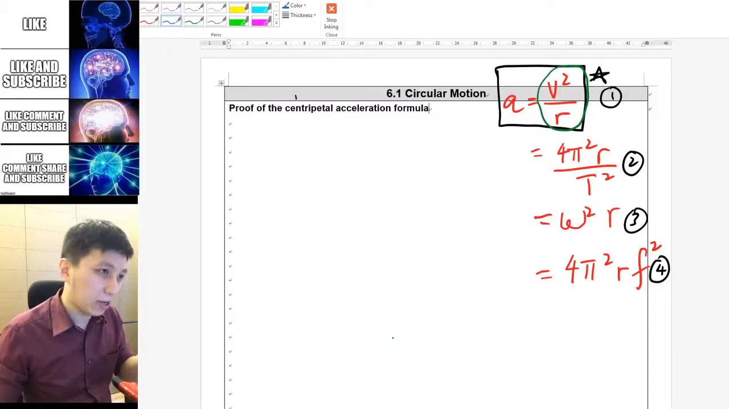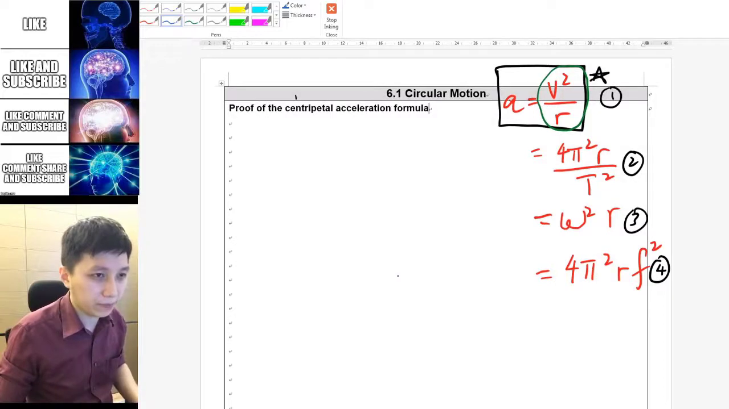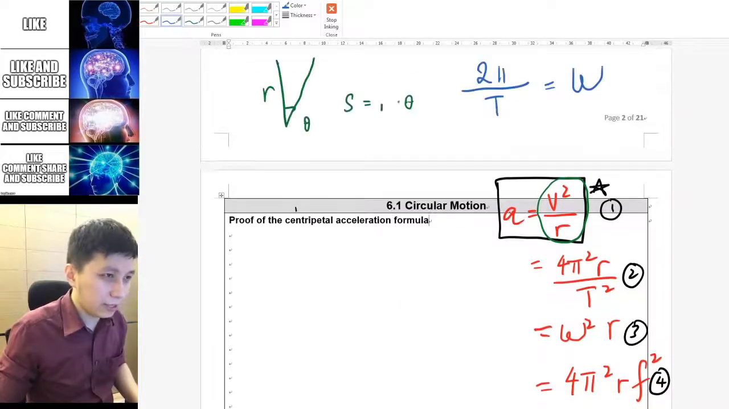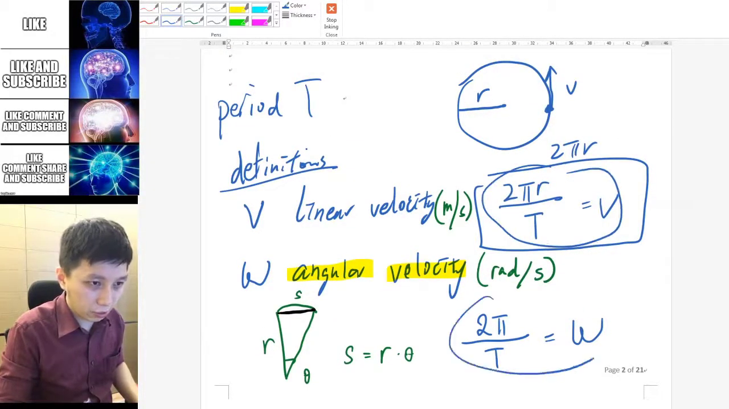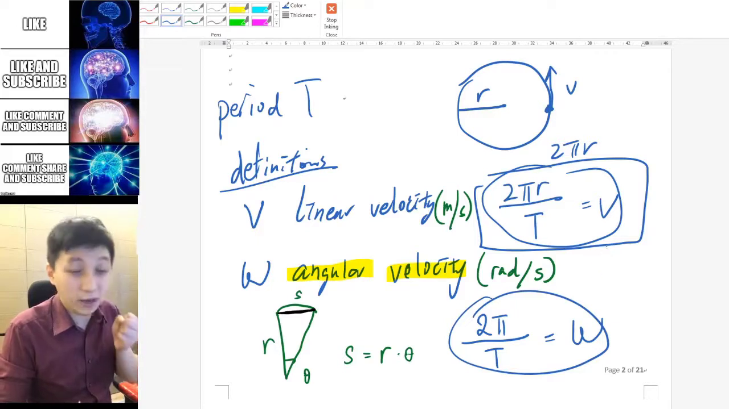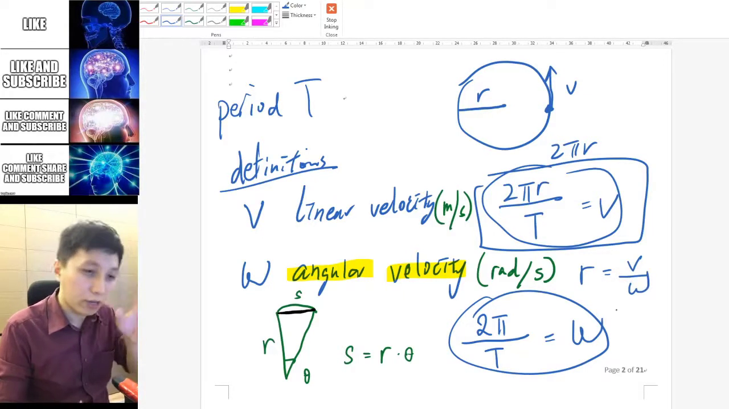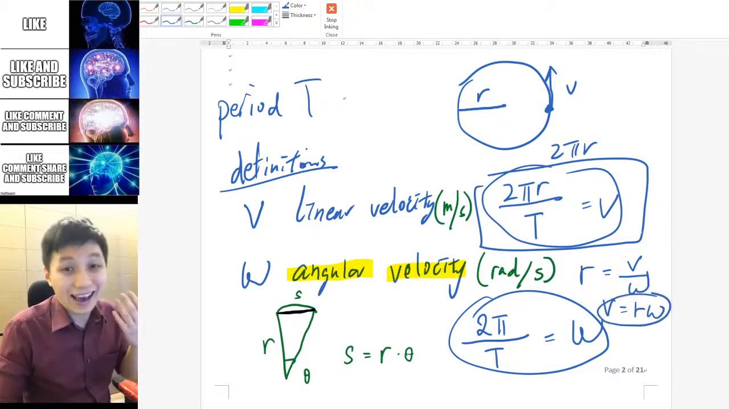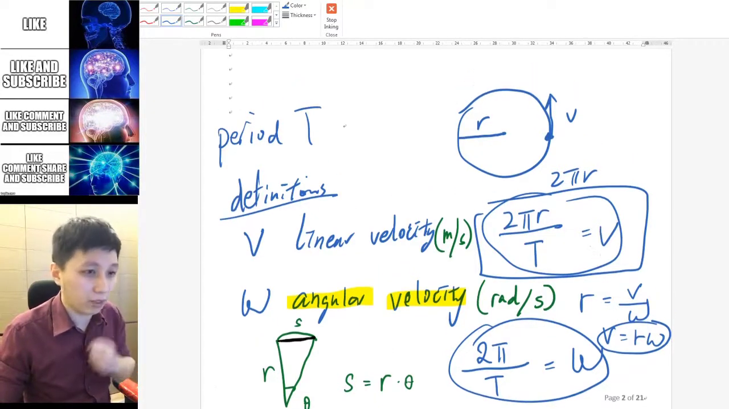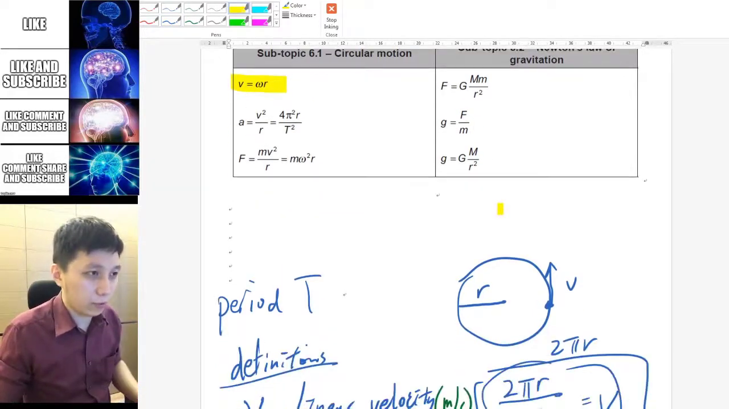Because I'm running out of space, allow me to clear up here, and you may want to find some other places to write down if you don't have enough space. The first thing that I would need to do is, by looking at the definition of the two here and also here, you should be able to find a relationship: if you divide the two equations, you get R equals V over omega. Or if you rearrange it, you get V equals R omega. This is an equation that you can use from the definition, and I think this is also in the data booklet. Alright, here it is: V equals omega R.